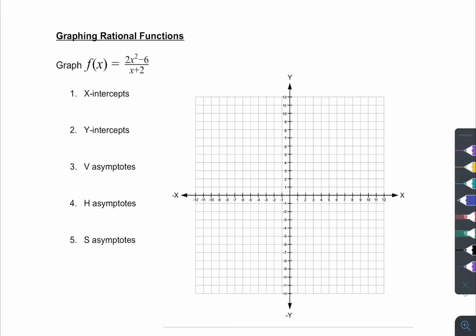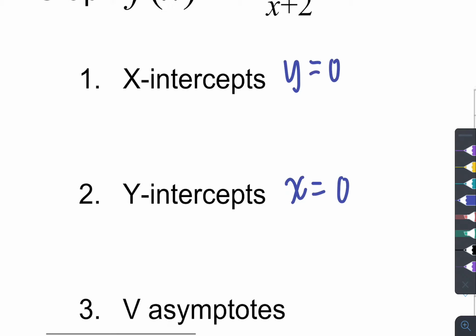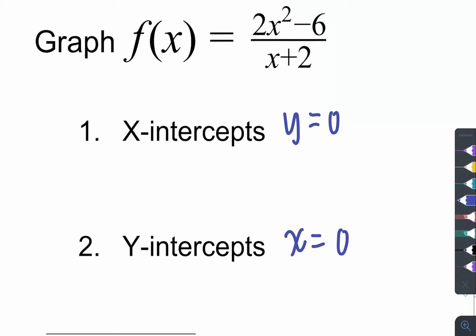Okay, so first let's talk about our x-intercepts. Remember that if we're finding our x-intercepts, we're setting y equal to 0, and if we're finding our y-intercepts, we're setting x equal to 0. So, throwback to Algebra 2. Let's just do the math before we graph.